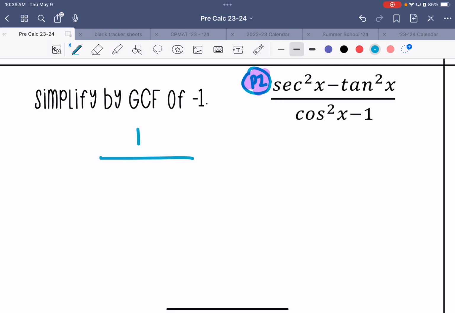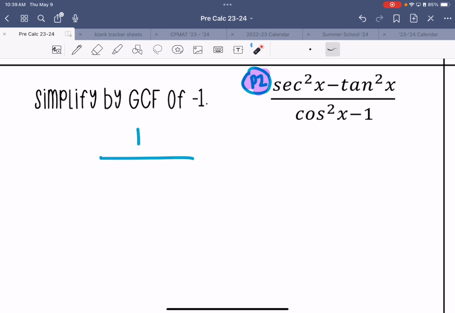Now I'm going to check my denominator. I have a subtraction sign and a square, so I'm going to use a Pythagorean identity on the bottom as well. I have cosine squared minus 1. So I'm going to look over here. According to my paper, cosine squared is P1.